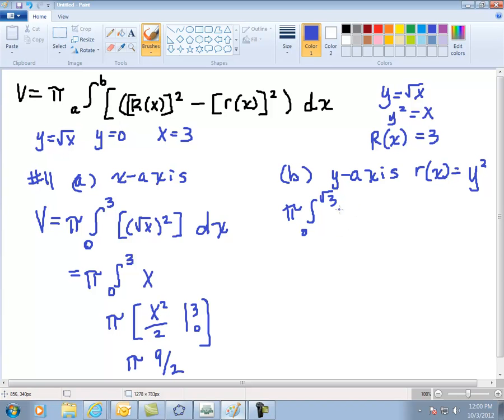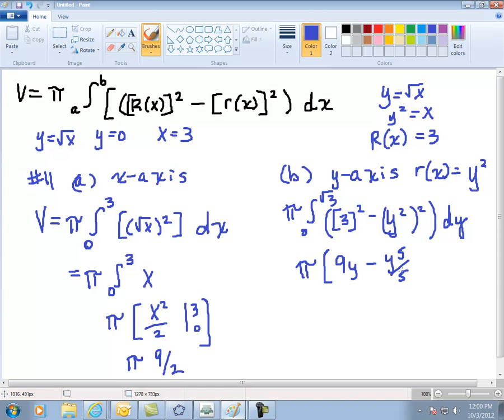My outer is going to be 3, so I'm going to take that squared and then subtract off the inner, which is y squared, squared, dy in this case. Okay, so it's going to be pi, and now I can just integrate this. This is going to be 9. The integral of that is just going to be 9y. This is y to the 4th. The integral of that is going to be y to the 5th over 5. Okay, and I need to evaluate that at square root 3 and 0.